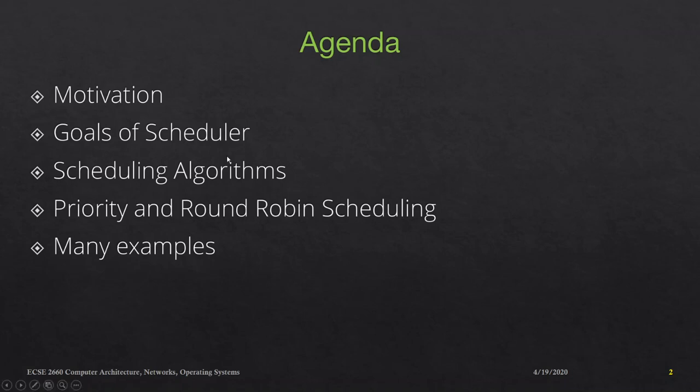Then we'll move on to what a CPU scheduler is, the goals of a CPU scheduler. Later, we'll talk about various algorithms. We'll also talk about priority and round robin scheduling. And while we are dealing with all these algorithms, we will work through many examples.